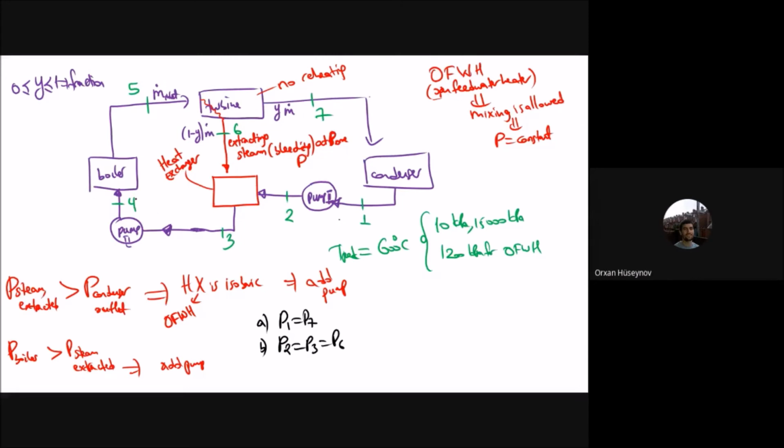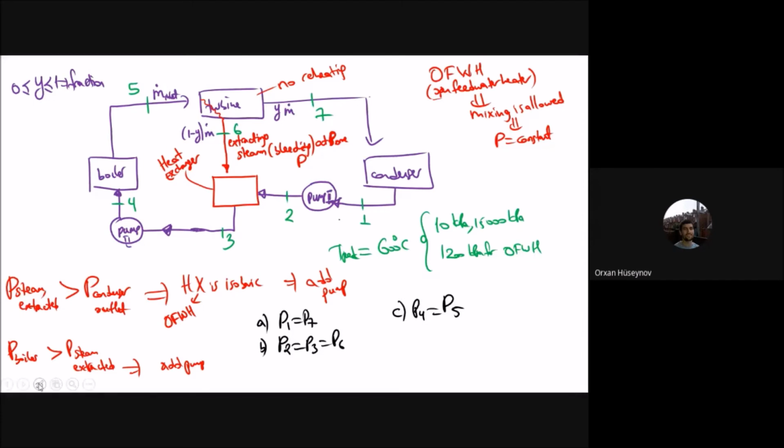Now comes the P4 value here. That P4, since it is the boiler, should be the same as P5. Okay. So 1, 2, 3, 4, 5, 6, 7. You can see the pressure values. We have 3 pressure lines. One is 10 kilopascal, one is 15 megapascal, and the other one is 1.2 megapascal. So let's draw it on the TS diagram here.